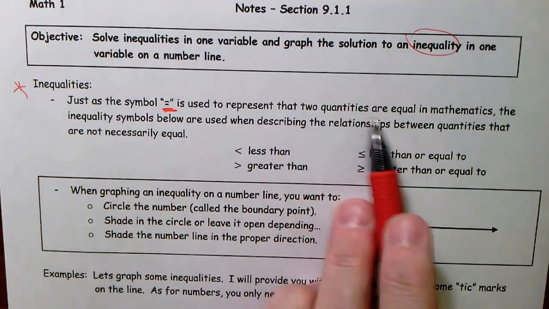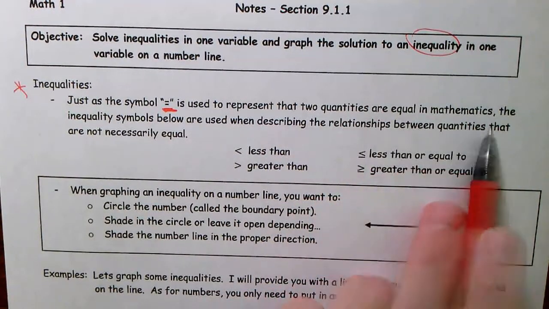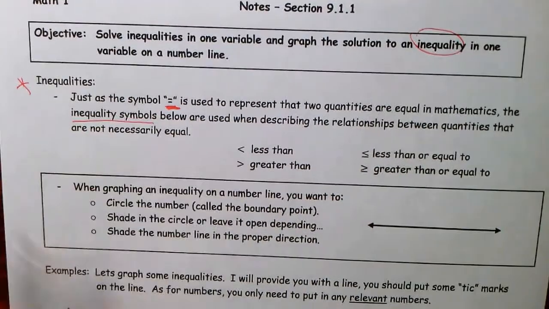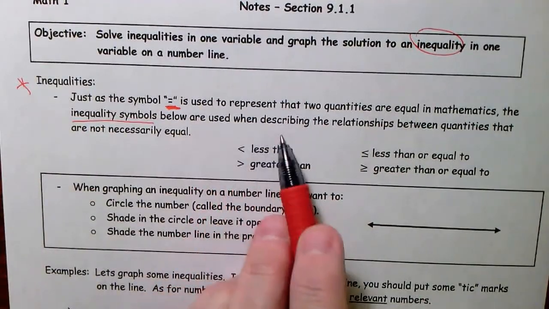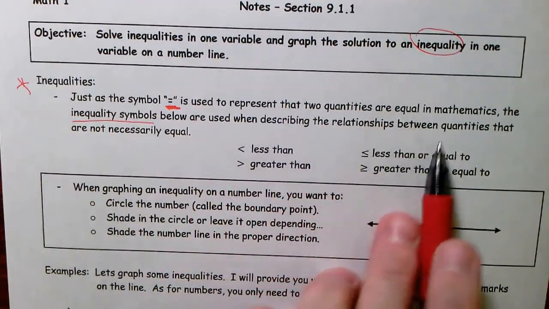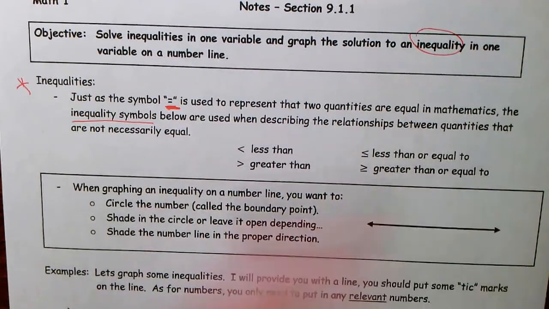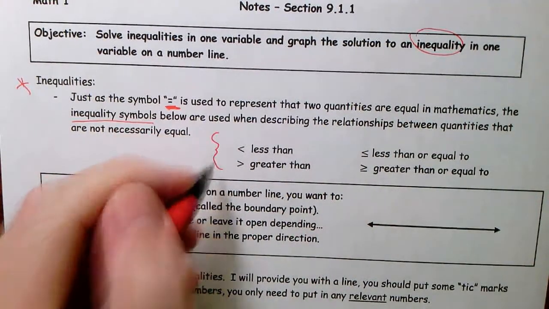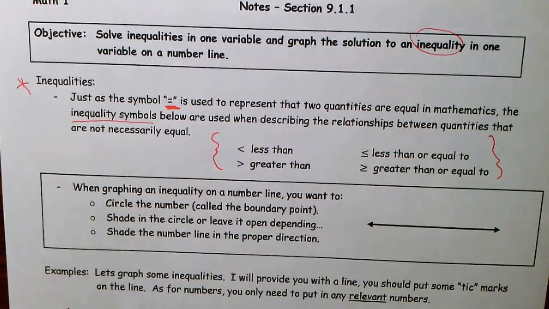So as I wrote here, inequalities: just as the symbol, an equal sign, is used to represent that two quantities are equal in mathematics, the inequality symbols below are used when describing the relationships between quantities that are not necessarily equal. So I hope at this point you already know all 4 of these inequality symbols. I hope you know which way they point. If not, you should learn them at this point.